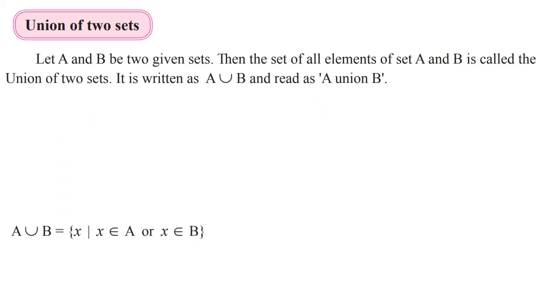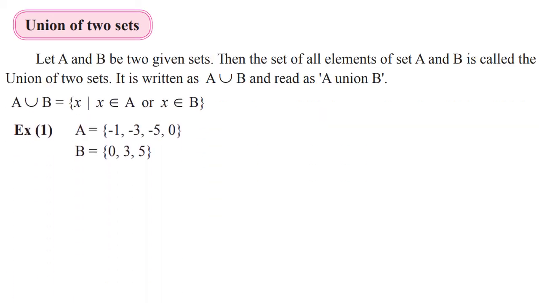Now the next operation is union of two sets. So here also we will take one example. Suppose we have two sets. A is a set having elements -1, -3, -5 and 0. And B is a set having elements 0, 3 and 5. Here the union of these two sets is a set which contains the elements from A or elements from B. That means all the elements of A and B together form the union of the two sets, and we represent it as A union B.